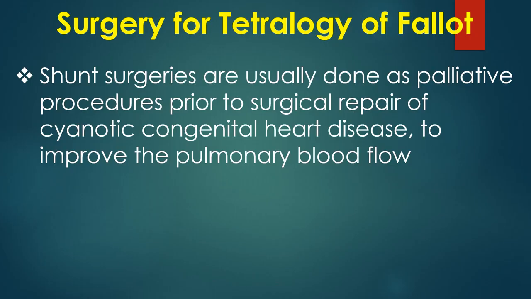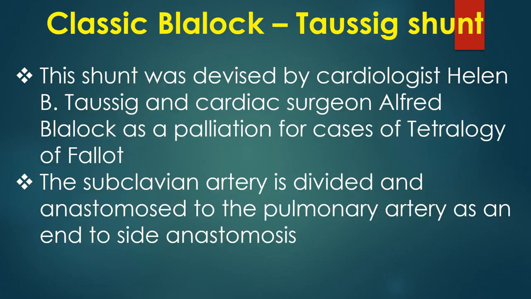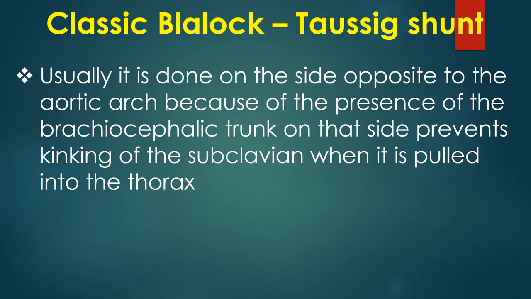Classic Blalock-Taussig shunt was devised by cardiologist Helen B. Taussig and cardiac surgeon Alfred Blalock as a palliation for cases of tetralogy of Fallot. The subclavian artery is divided and anastomosed to the pulmonary artery as an end-to-side anastomosis. Usually it is done on the side opposite to the aortic arch because the presence of the brachiocephalic trunk on that side prevents kinking of the subclavian when it is pulled into the thorax.